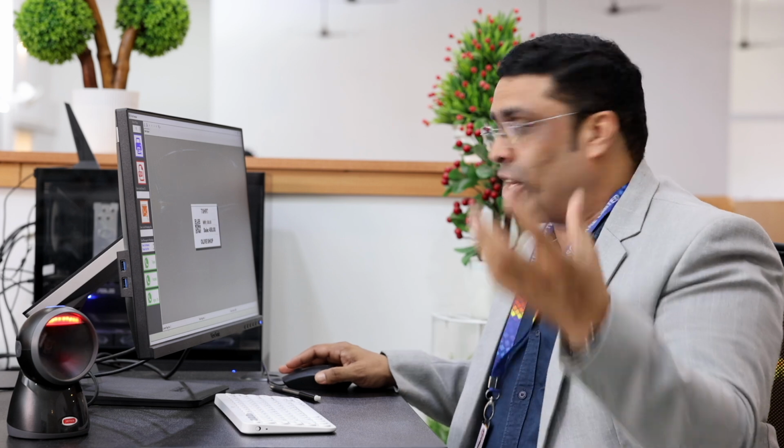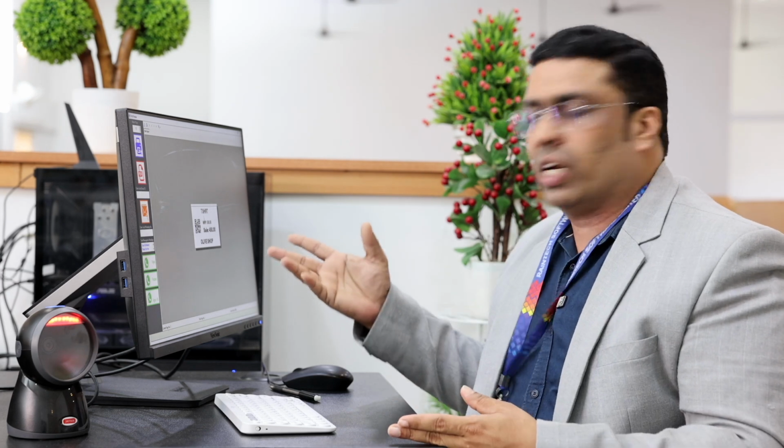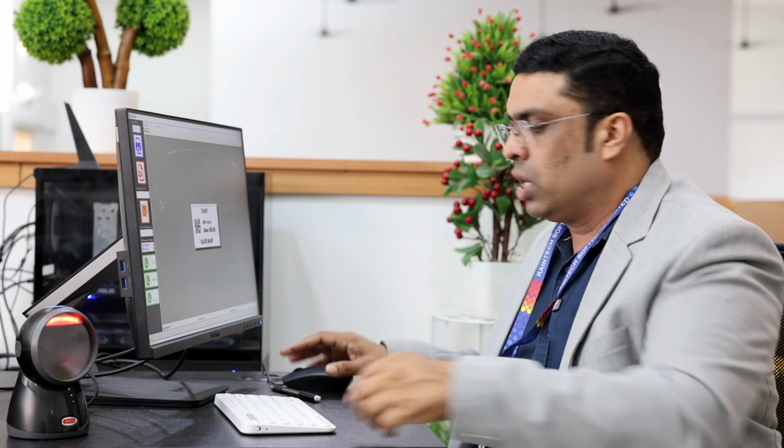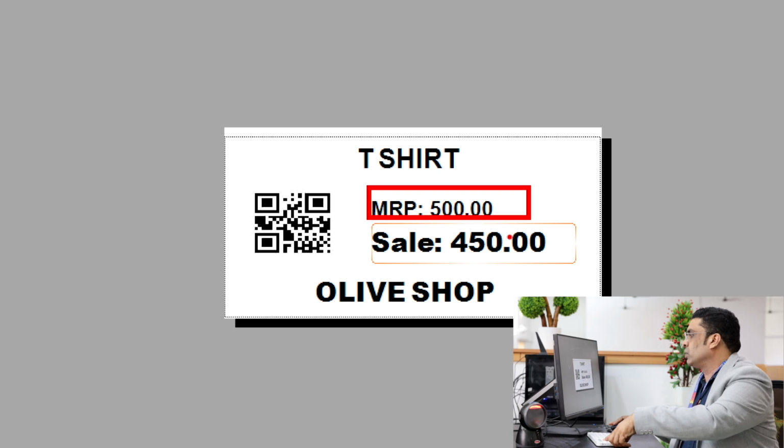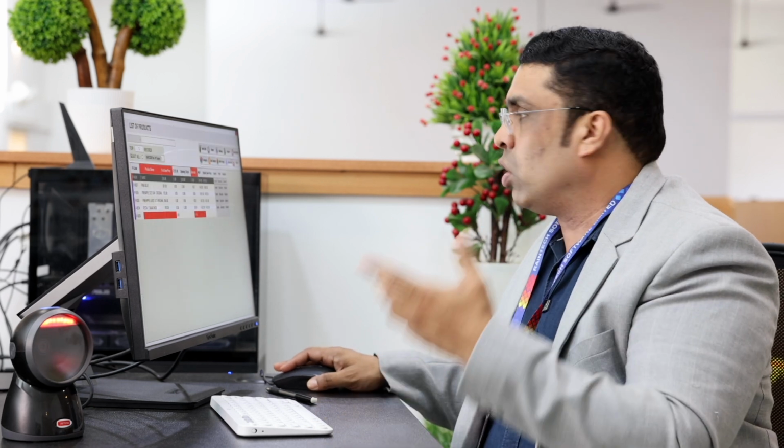This one also you can change the layout, whatever it is, the size. This is 2 by 1 inch by standard, it is coming. Maybe you need a smaller size, 1 inch by 1 inch or 2 inch by 2 inch, whatever it is, you can customize it. See, the MRP is 500, 450 is the sale price. All this you can print through your barcode label printer and you can use it. You can fix it on your products.